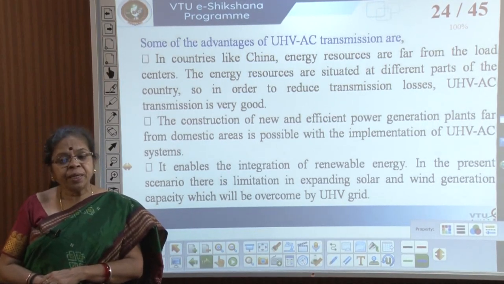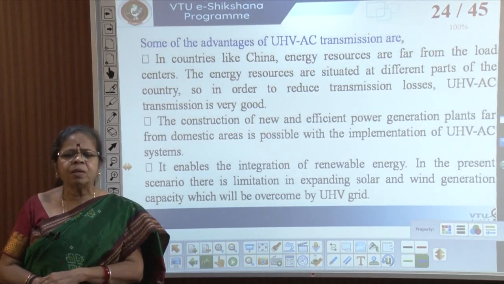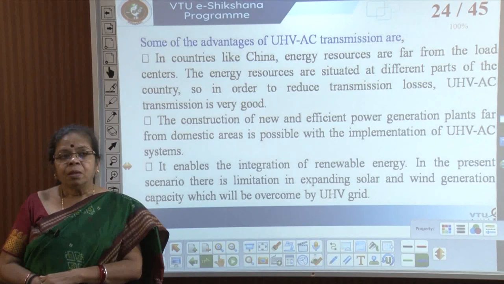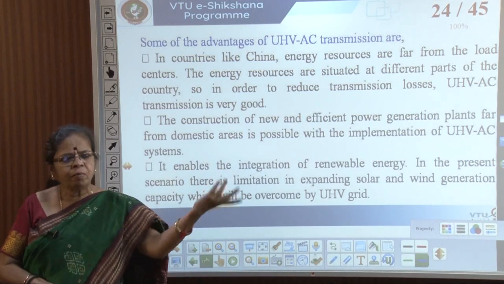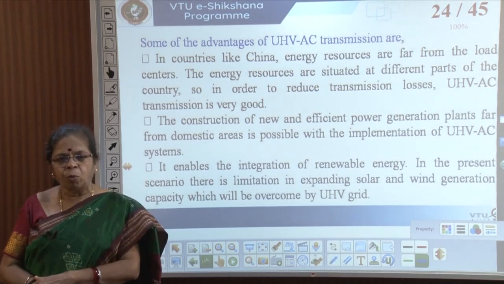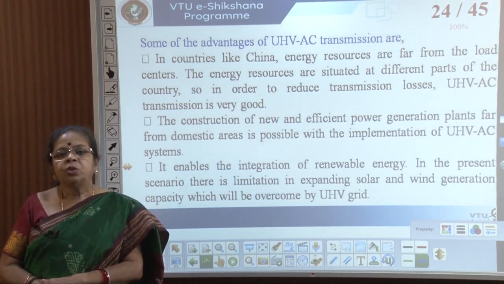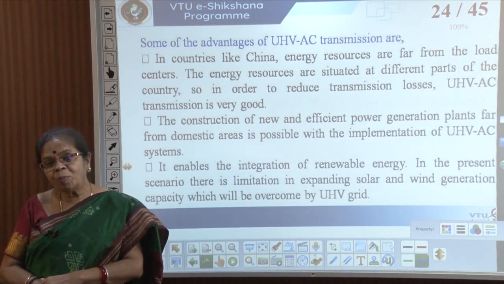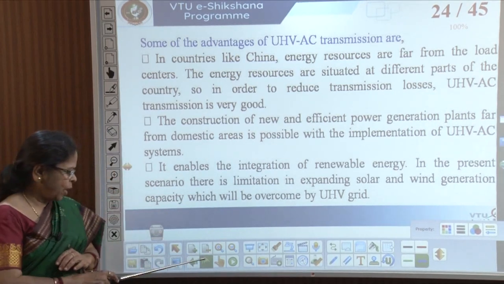and it allows the integration of renewable energy. What happens right now, we have a problem with solar and wind, right? Because I may have a desert which has very good capacity for generation of solar power, but it may be at a high distance. So it may not be very economical for me to transmit at lower voltages. So this ultra high voltage technology enables you to integrate the renewable energy into the systems where the renewable energy sources are located far away from the load centers. So these are some of the advantages.